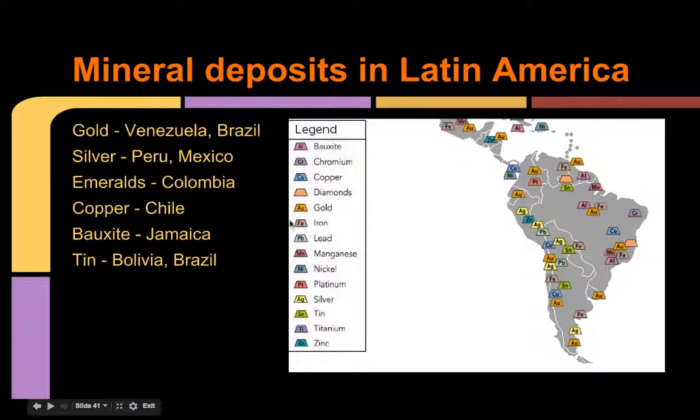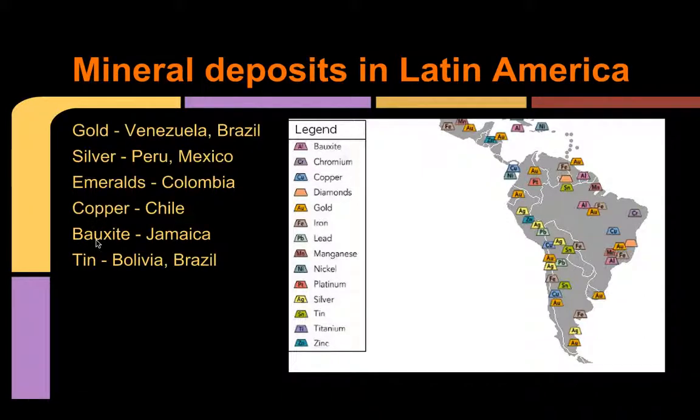We also have lots of mineral deposits. This is a good map. But you can find gold in Venezuela and Brazil. You can find silver in Peru and Mexico. You can find emeralds in Colombia. You can find copper in Chile.